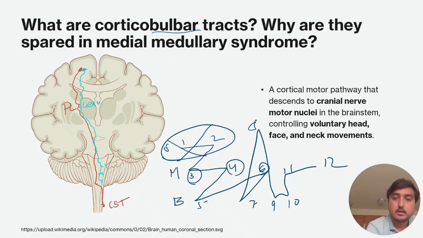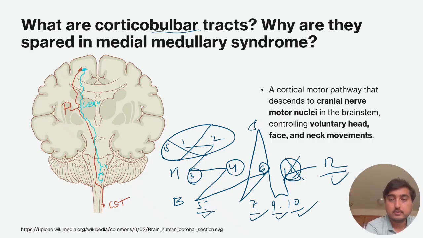Now we have cranial nerves 5, 7, 9, 10, 11, and 12. So out of these 6 cranial nerves, the 11th does not have a corticobulbar tract. So cranial nerves 5, 7, 9, 10, and 12 have their supply from the cortex, and that is the corticobulbar tract. It's like the upper motor neuron of the cranial nerves that I just mentioned. So the definition is the cortical motor pathway that descends to cranial nerve motor nuclei in the brainstem, controlling the voluntary head, face, and neck movements.